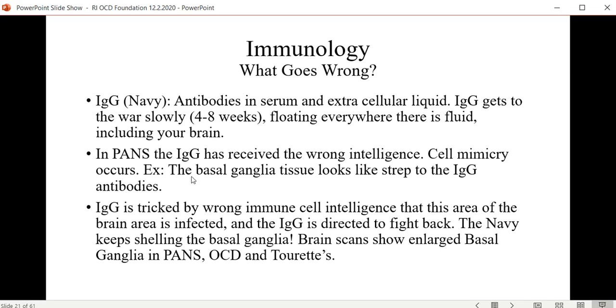IgG is where we hit PANDAS in particular. So IgG is the Navy. It floats to get to where it's going to go in all the blood and fluid. So it also takes a while, in the Navy, to get to where it's going. If you're the Air Force, the IgE, you get there really quick. But if you've got to get in a boat and go to war, you get there a little late, which is what happens in PANDAS.